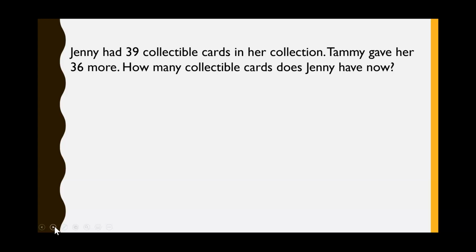Our next step is to circle any important numbers. I see 39 and I see 36. So let's circle those two numbers. Now we need to underline any important words. I underline the word more because the word more here is telling us that we need to add. We're going to add these together. 39 plus 36. Go ahead and push pause and then push play when you're done solving.